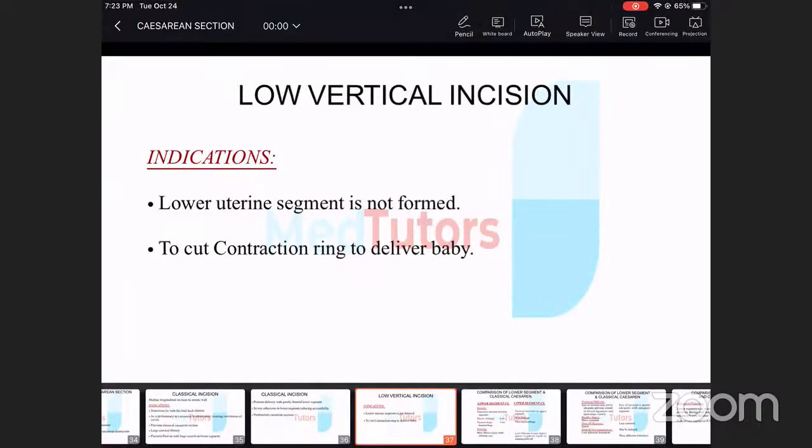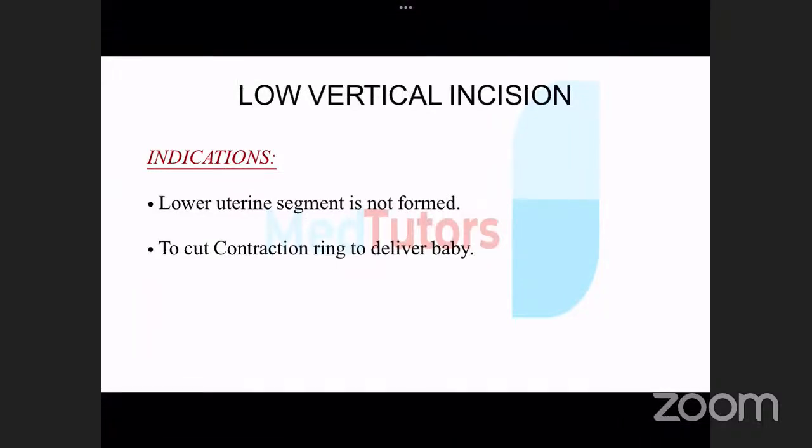Low vertical incision, which is known as De Lee. You can do it when the lower segment is not formed, or when you want to cut the contraction band of obstructed labor to deliver the baby. The low vertical incision is very good when you have obstructed labor and you have a contraction band. Next slide.